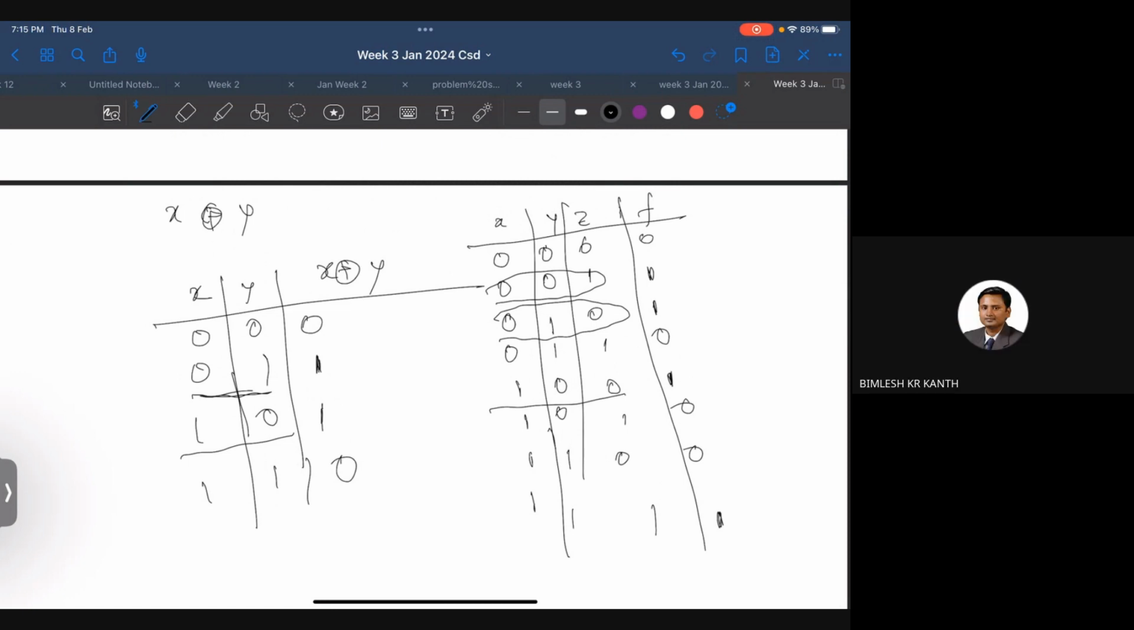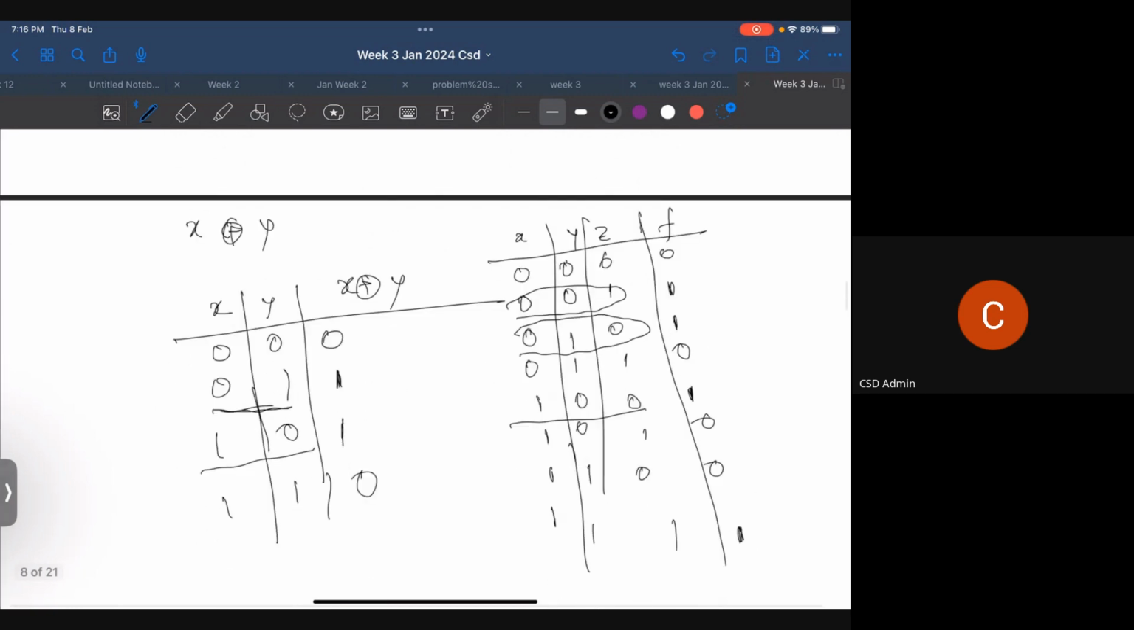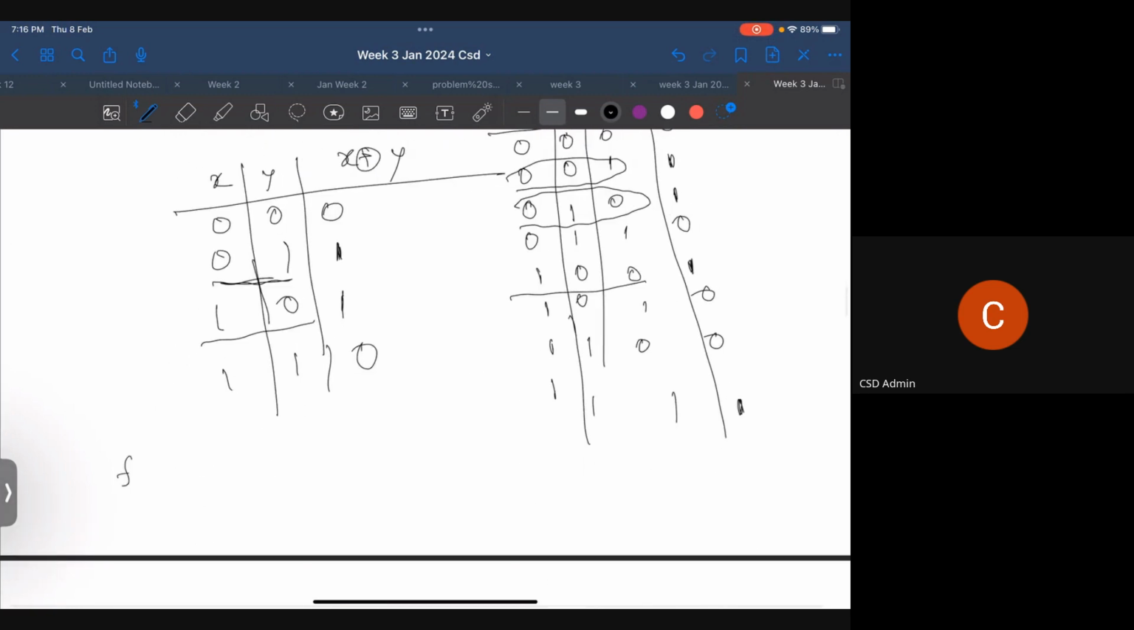So this is how to create the truth table and then find out the ones and zeros. If you find the expression, f will be x bar y plus y bar x. If you find this truth table, it will become x bar y, y bar x. Now suppose the number of variables is k, then how will it be?